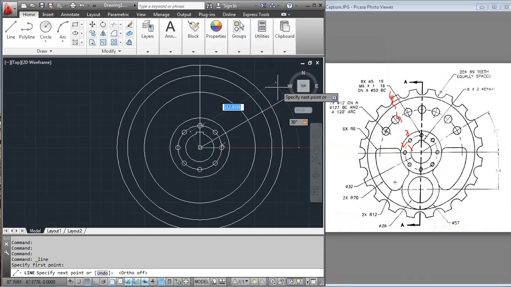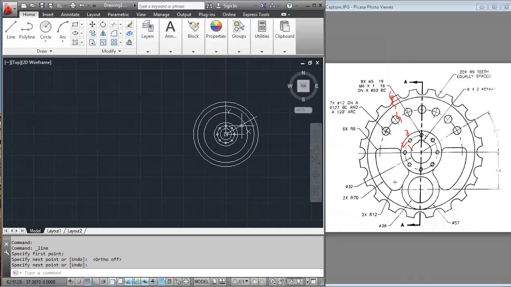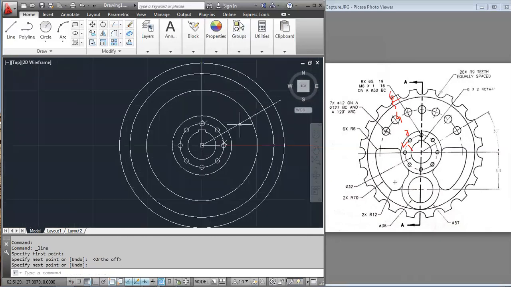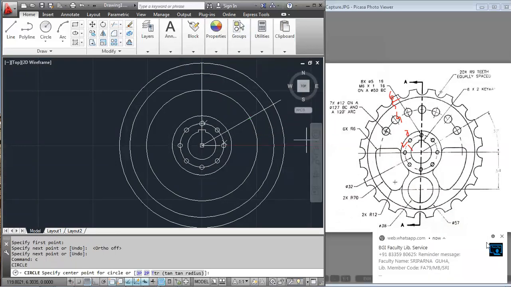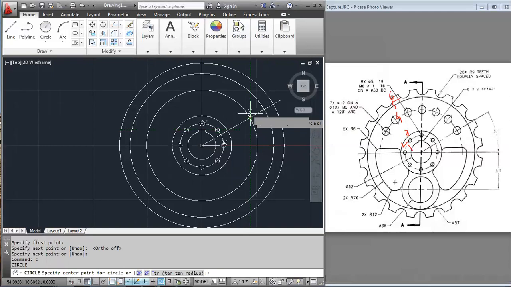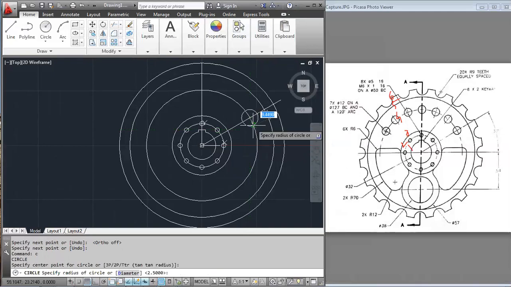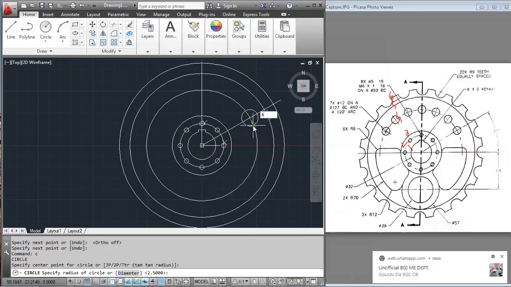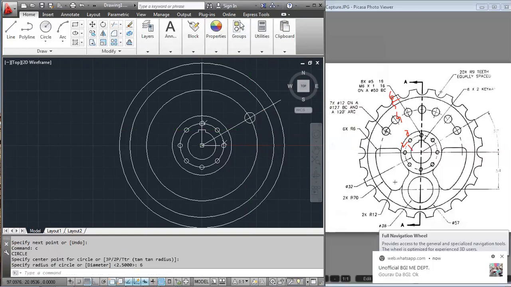So now I can change the length of the line. I can just click here and I will be getting a line at 30°. Right? So I can draw the circle over here. The circle will be here, and this circle is how much? The radius of the circle is 12 divided by 2, that is 6, right? Enter. This has been done.